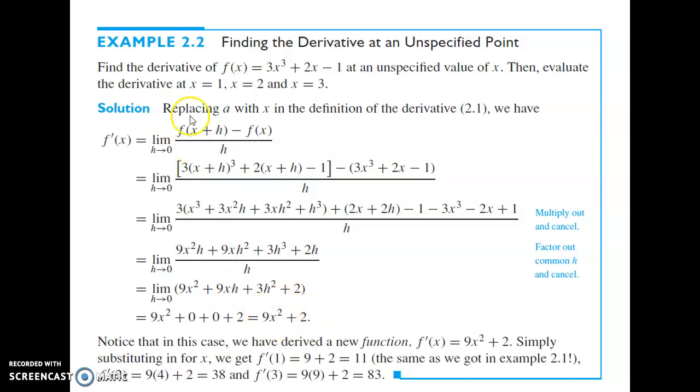Now I will put x equal to 1. So f prime 1: I put x equal to 1 and get 11. Then I put x equal to 2 and get 38. For x equal to 3, I get 83. This matches the earlier example, where we also got 11. So this is an example of finding the derivative at all values of x and then substituting.